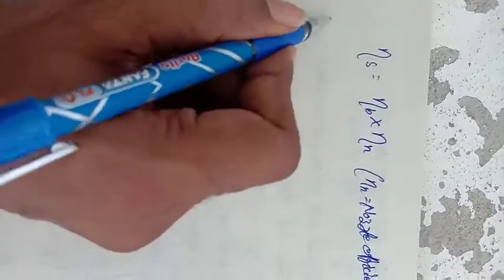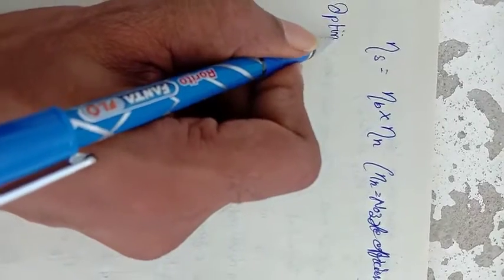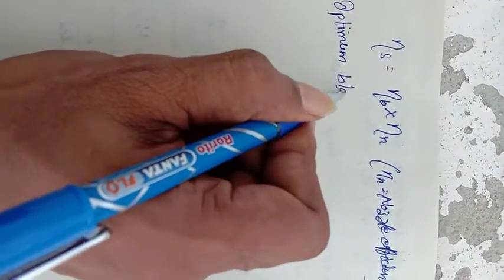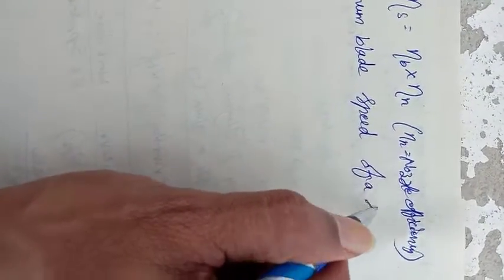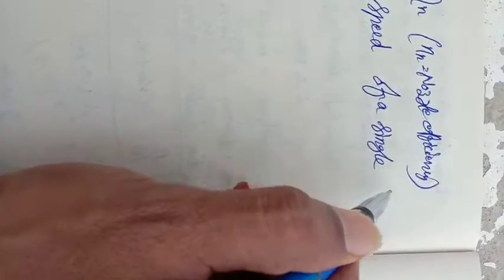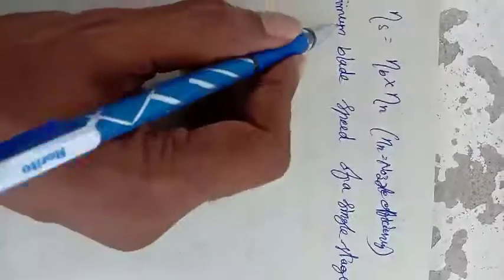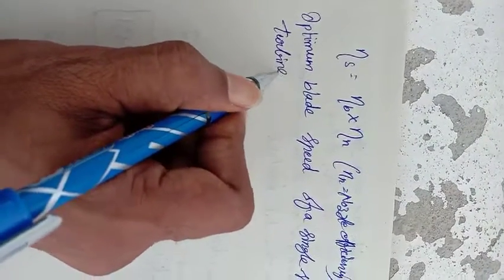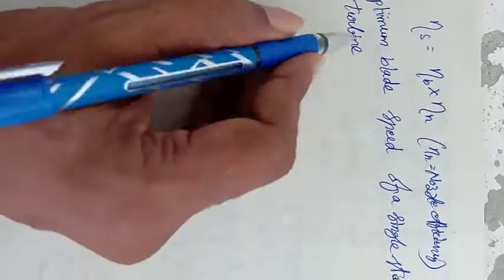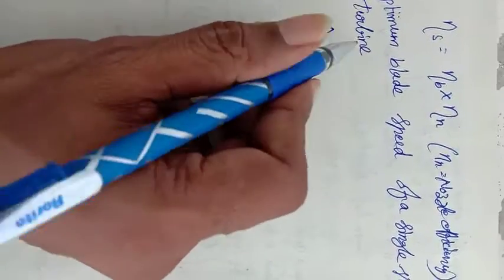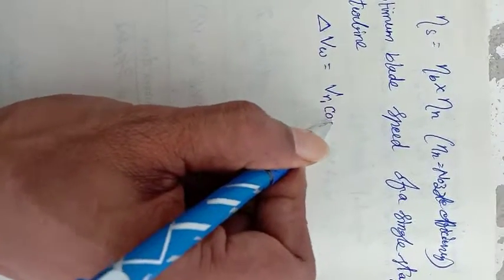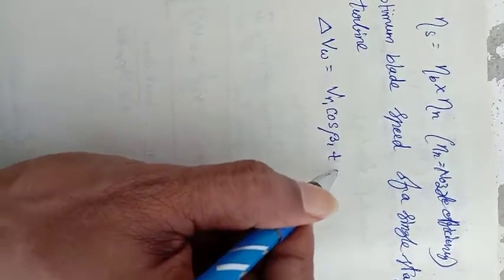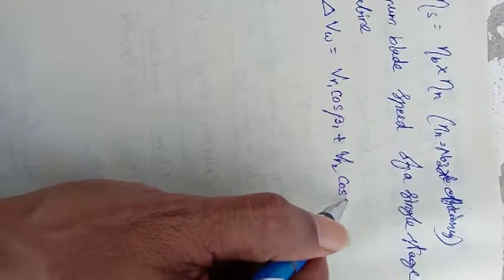Okay, optimum blade speed of a single stage turbine. Okay, in a single stage turbine, let's see what the optimal blade speed looks like. So that is equal to change in wheel velocity is equal to Vr1 cos beta 1 plus Vr2 cos beta 2.